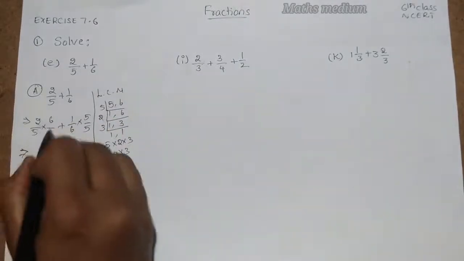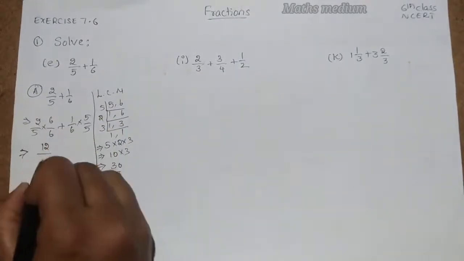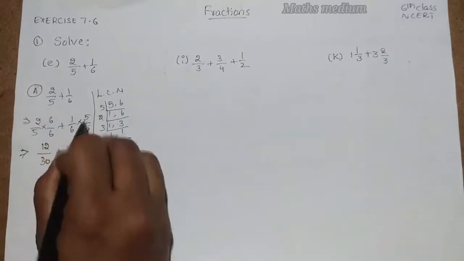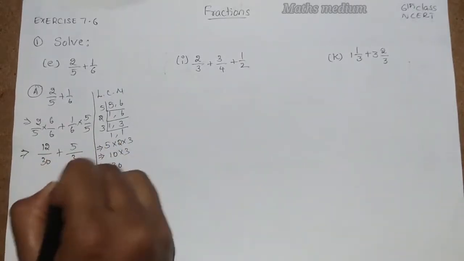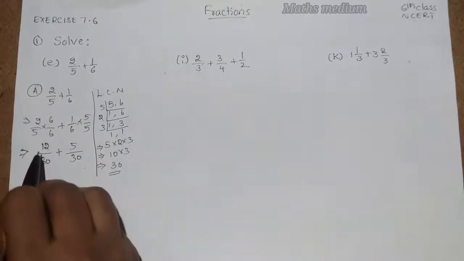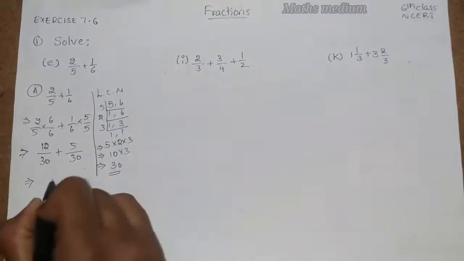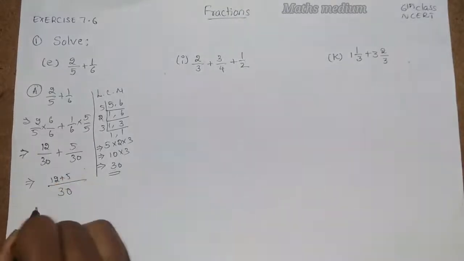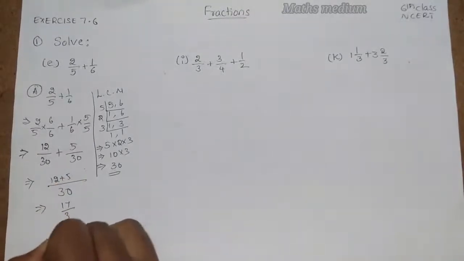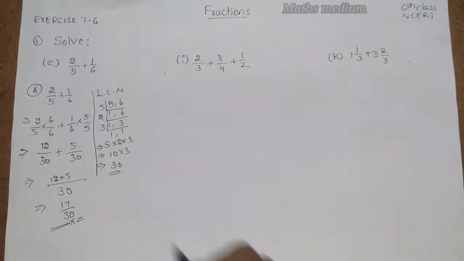Next here, 2 sixes are 12. 6 fives are 30, plus 1 into 5 by 6 fives are 30. Now here these two are like fractions, so take the denominator 30. 12 plus 5, so this is 17 by 30. This is the answer for this question.